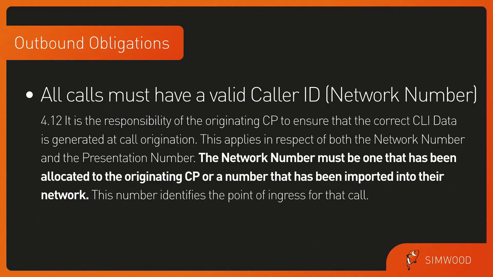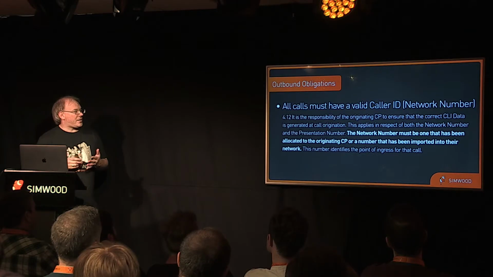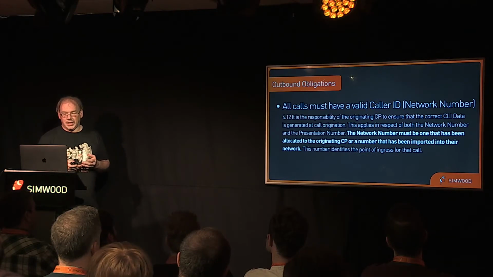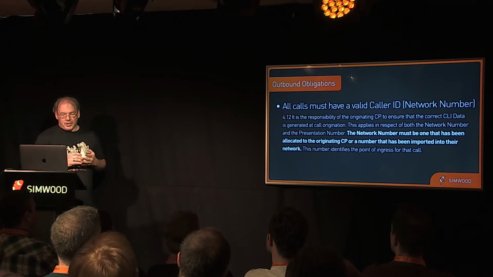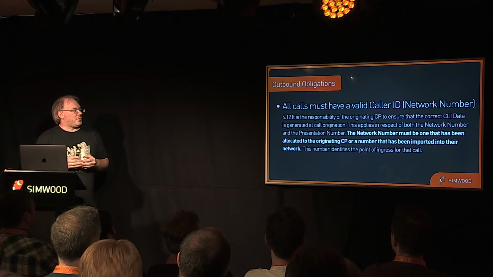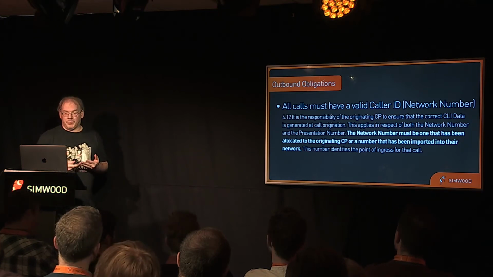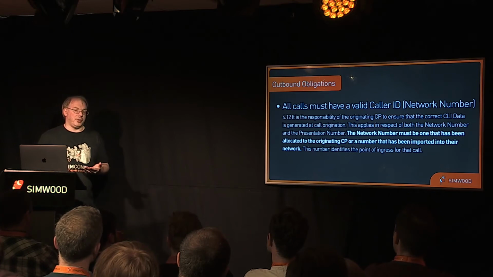It doesn't need to be dialable, but it must be allocated to the originating CP or a number that has been imported into their network. Now that seems very clear. However, we'll get onto it in a minute. So Ofcom in their wisdom decided that there is a chance that a call might not have a valid network number, or the network number might not be on your network.